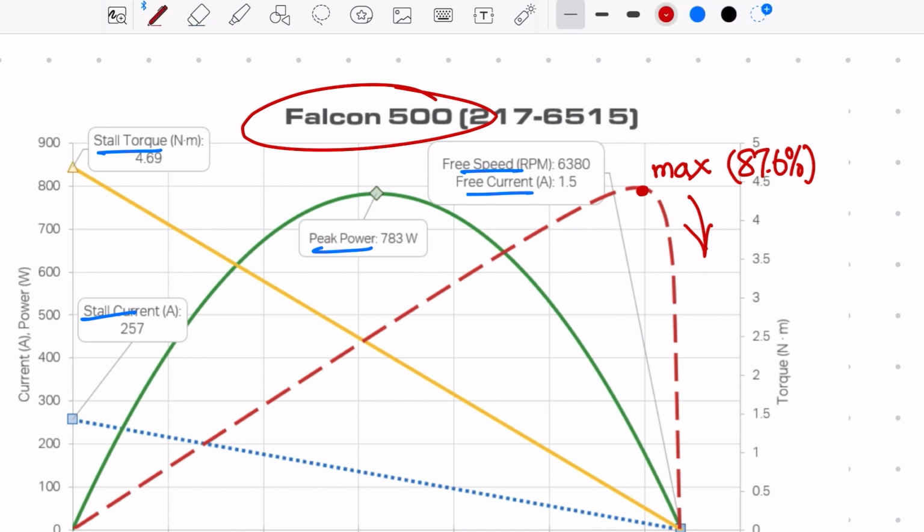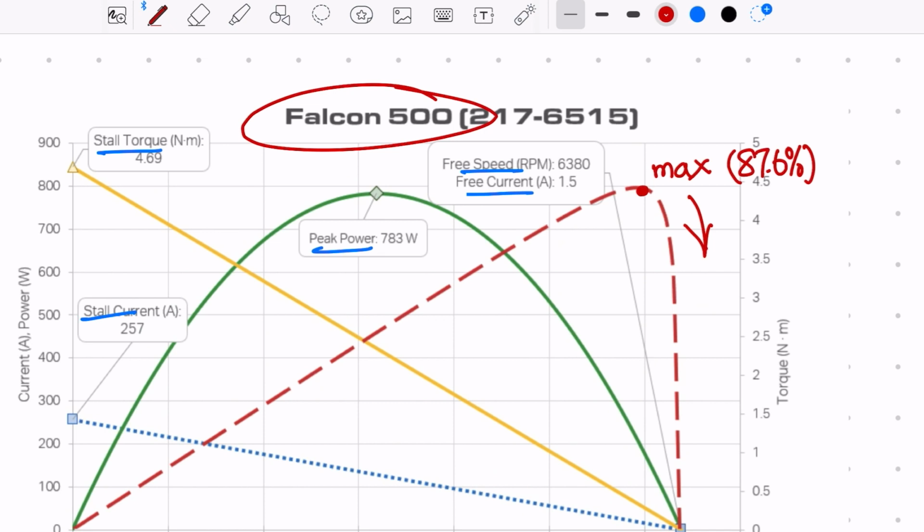Another thing is, in FRC, the PDH that we use has 20 high current channels, and they support up to 40 amps, so you don't want to go over that. But then, how do you change the torque to accomplish a given task? Well, you need to change the gear ratio.